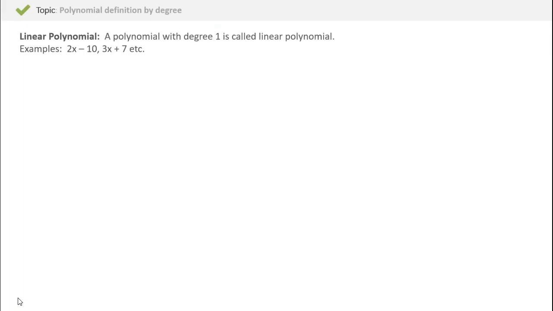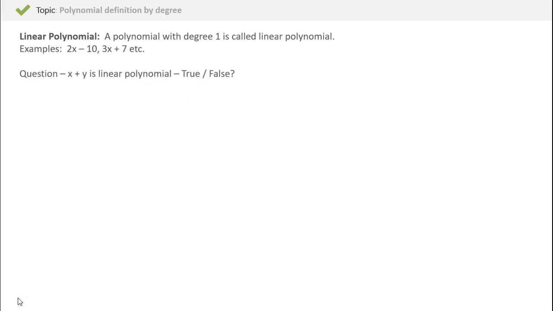Polynomial definition by degree. Now, since we understand the degree of a polynomial, let's try to define some polynomials. We have the linear polynomial. A polynomial with degree 1 is called a linear polynomial. An example is 2x minus 10, 3x plus 7, etc.